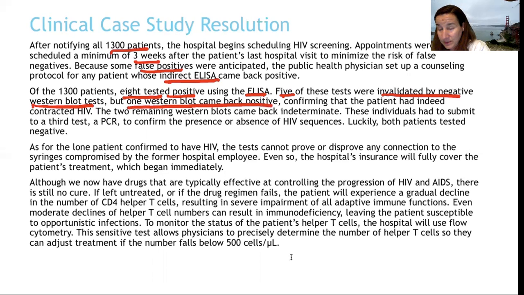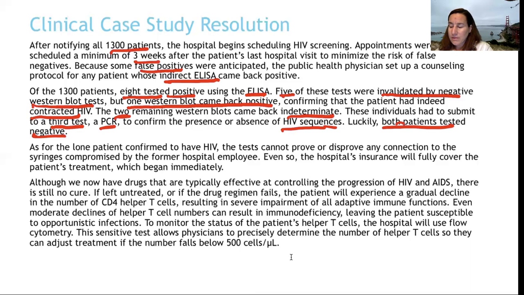1 Western blot came back positive. So we definitely need to keep going with that one. That confirmed that that patient did contract HIV. 2 of the Western blots were indeterminate. We can't tell on this Western blot what's going on with them. So out of the ones we don't know about, we have to go to a 3rd test, which is PCR. They're going to see whether HIV's genetic material is present using the PCR. We will look directly for HIV's genetic material with a PCR. And both of those tested negative.